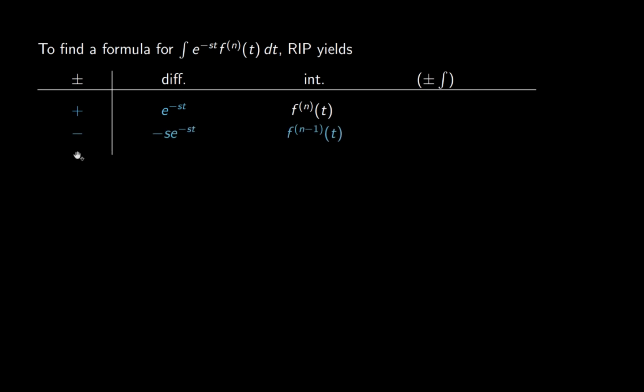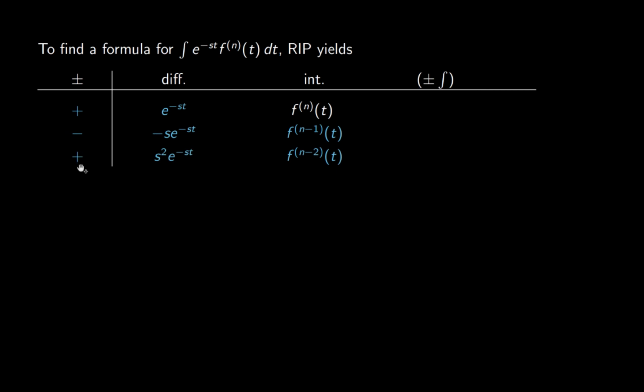First iteration, we alternate plus minus signs. Differentiating e to the minus st, a negative s kicks out according to the chain rule, where we're treating s as a constant and differentiating with respect to t. And of course, an integral yields the n minus first derivative of f in the second row.